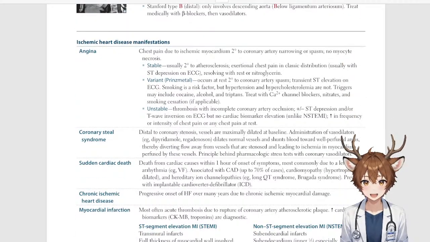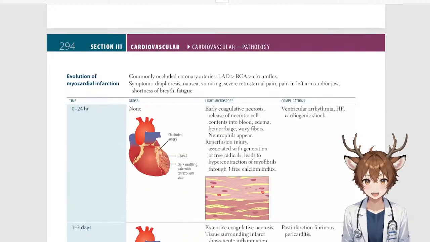Now we're going to be talking about subclavian steal syndrome, which I don't know if it's mentioned in here, so if it's not, I'll just have to read it off.